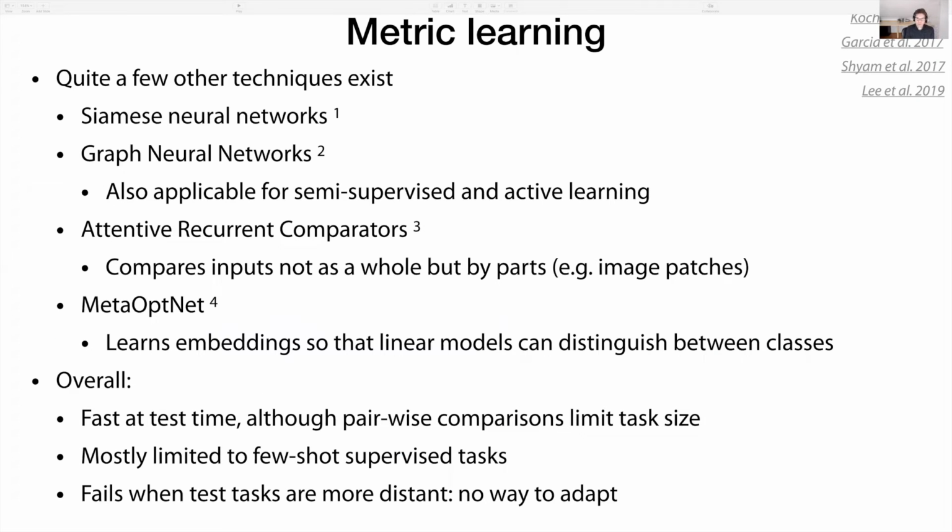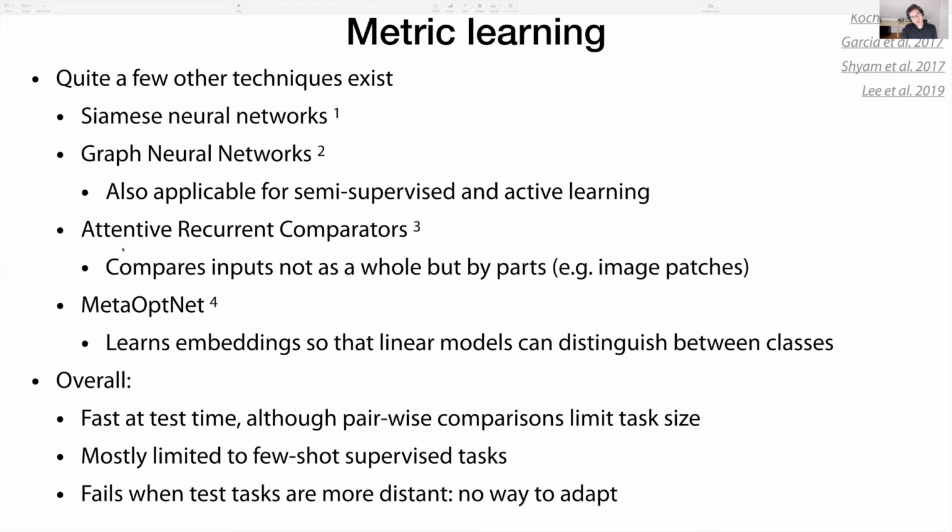Okay, there's quite a few other techniques you can use, like Siamese networks. There's also graph neural networks in which every training point is a node, and then there are edges with weights, so it's fully connected, and there's a propagation rule that then learns the weights between each point. The nice thing here is it's also applicable for semi-supervised and active learning, while all the others are only really applicable to few-shot classification problems or maybe regression problems.